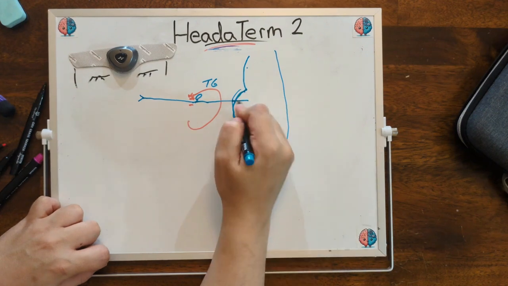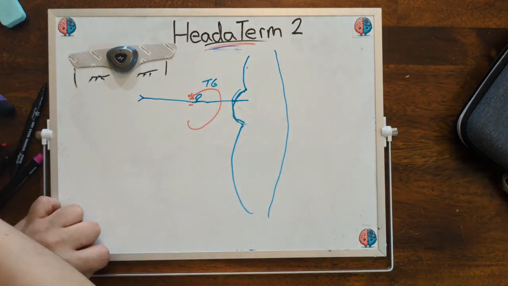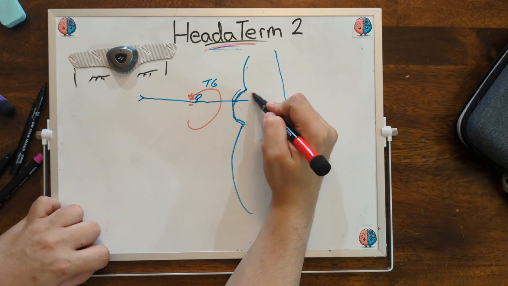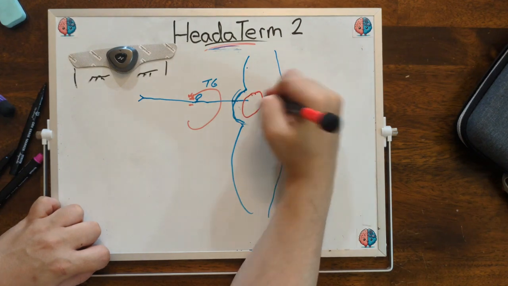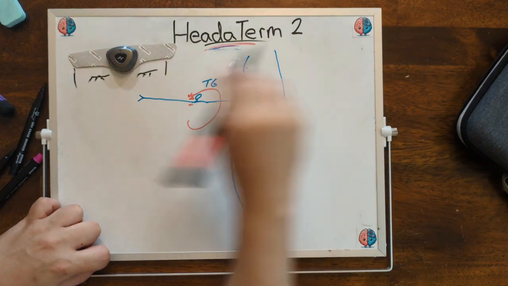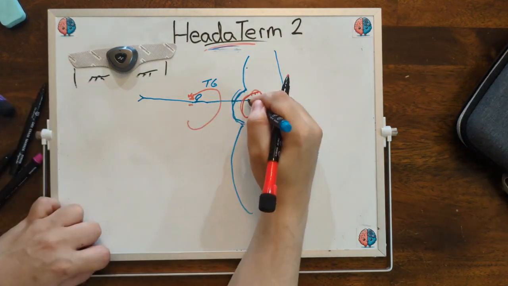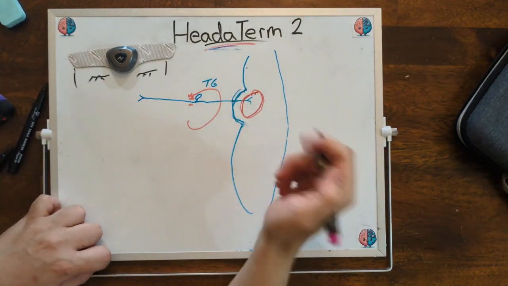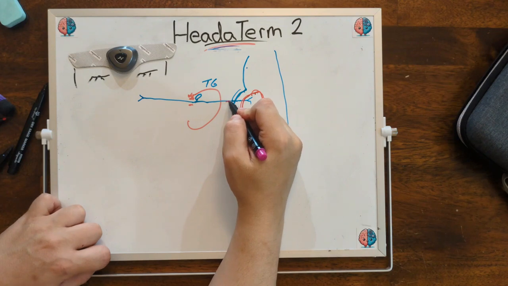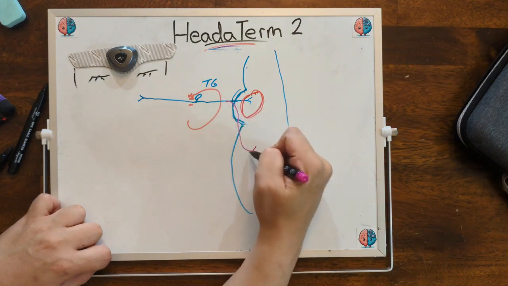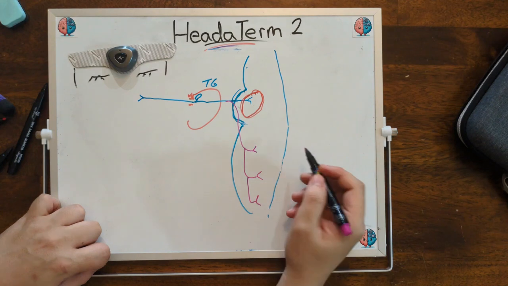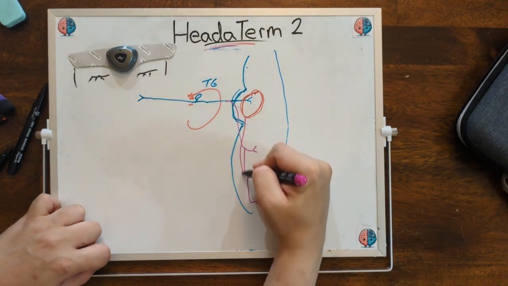Okay, so it enters something called the principal sensory nucleus of cranial nerve 5. So let's draw that here. So this is the principal sensory nucleus of cranial nerve 5. Meanwhile, A delta and C fibers descend down the spinal trigeminal tract to the spinal trigeminal nucleus.